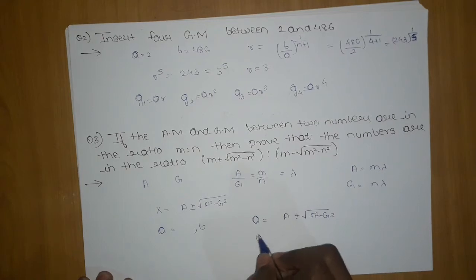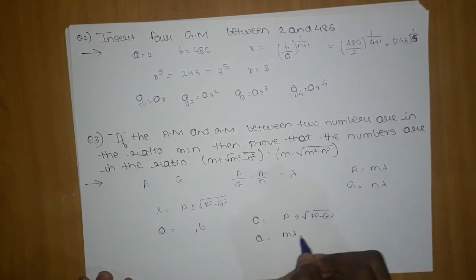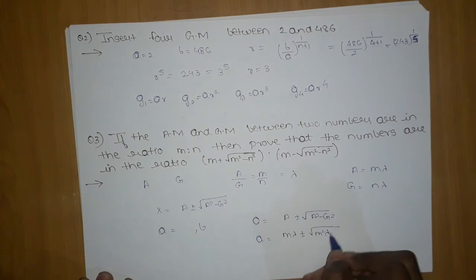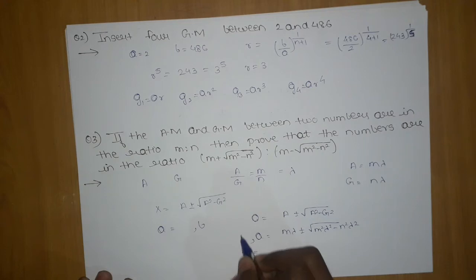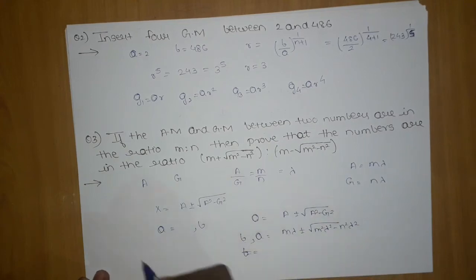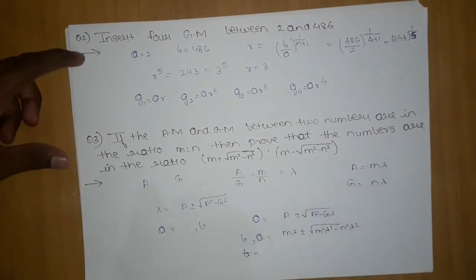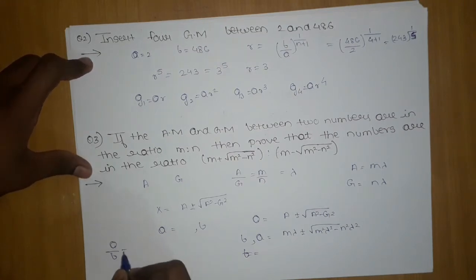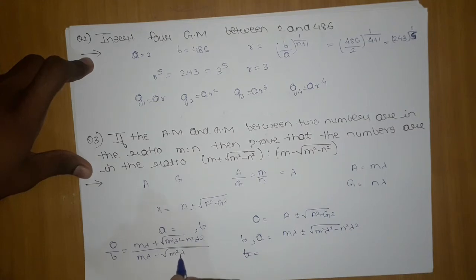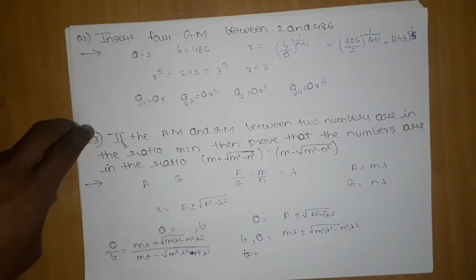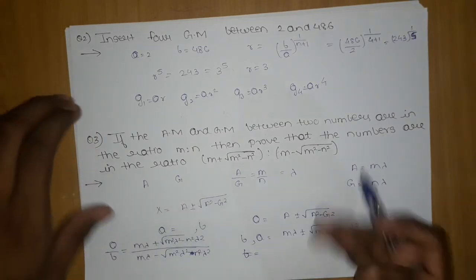So I can replace a by m into lambda plus minus under root m square lambda square minus n square lambda square. Similarly for b, and this can act as both a and b because of the plus minus. Now if I divide a by b, I have m lambda plus under root m square lambda square minus n square lambda square, upon m lambda minus under root m square lambda square minus n square lambda square. Here you can see that lambda will cancel out, which finally gives me this answer.